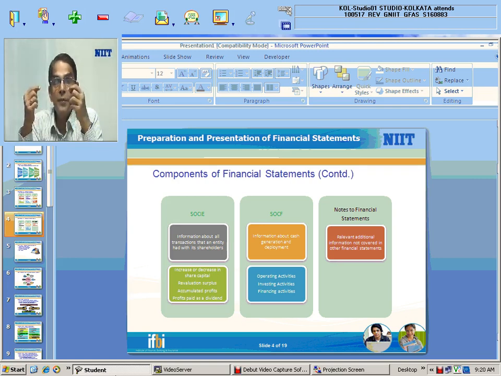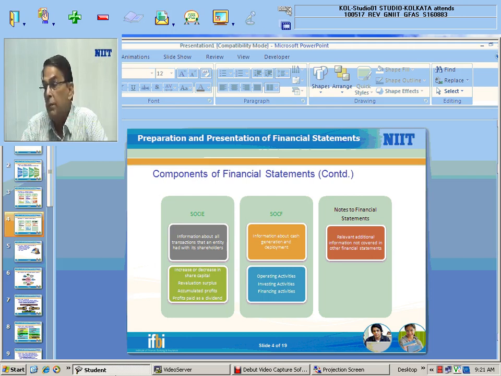are broken up. The three main activities are operating activities, investing activities and financing activities. So cash generation and deployment under each of the activities are shown separately, and ultimately these are summed up to arrive at the total cash generated and deployed during the reporting period in the business. So statement of cash flow.